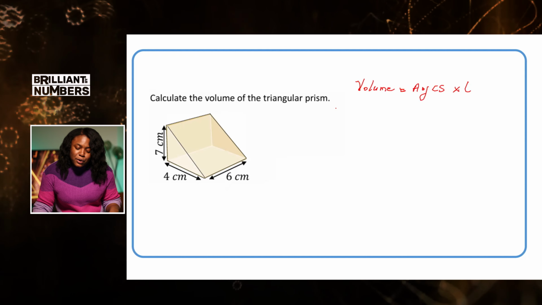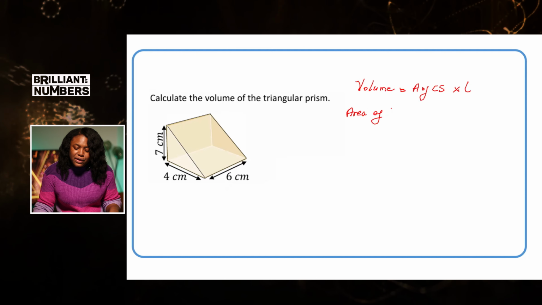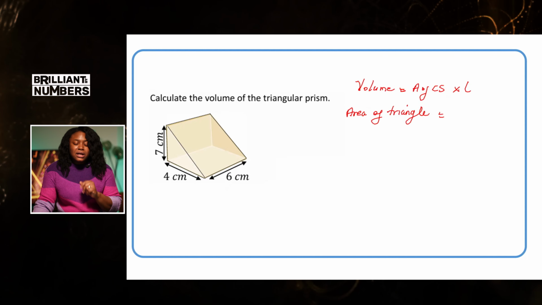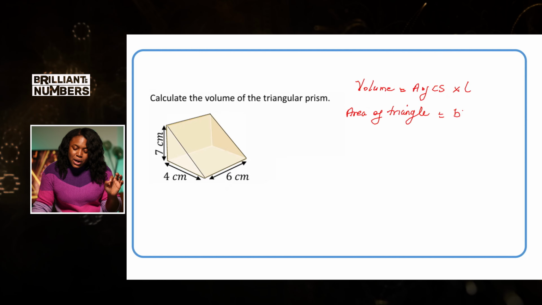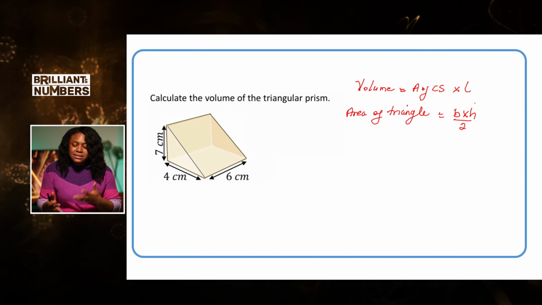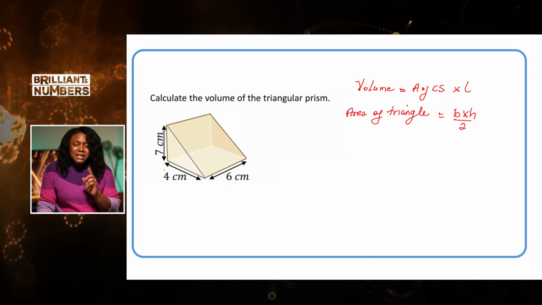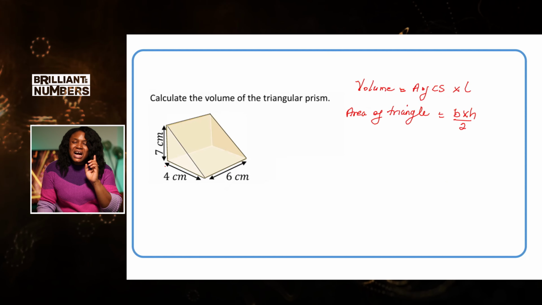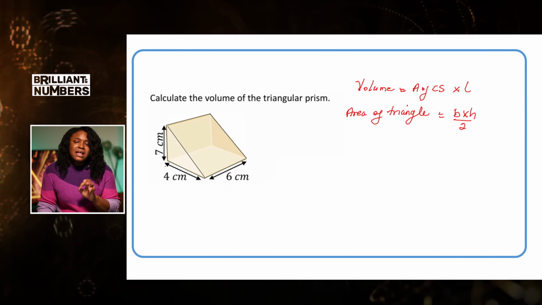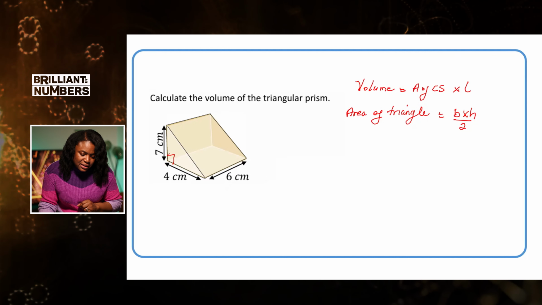Okay, so I'm going to go ahead and find the area of my cross section, which is a triangle. So the area of the triangle is equal to, I hope you remember the formula, your base times your height divided by 2, which we could also say half base times height. Here it's very important not to mix up your measurements. Remember, your height has to be perpendicular to your base, which means together they form a right angle.